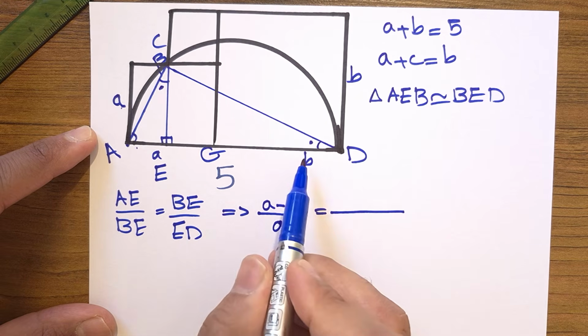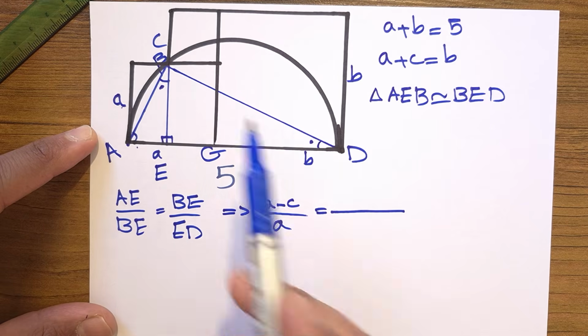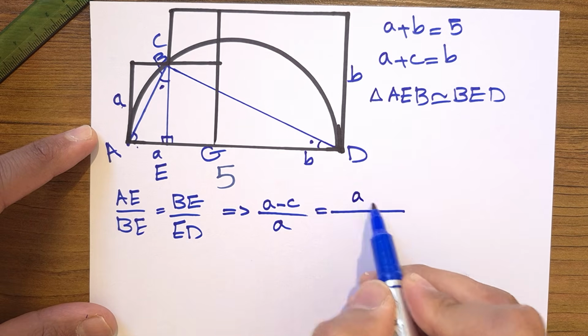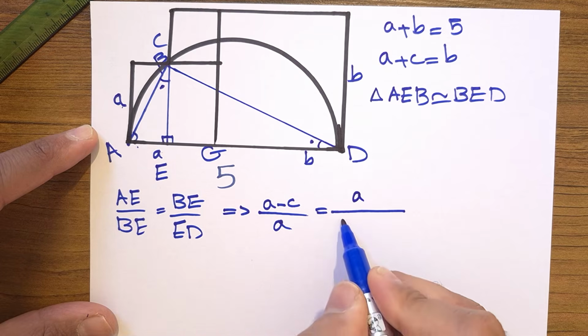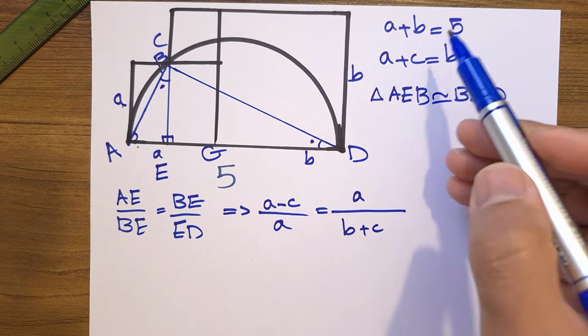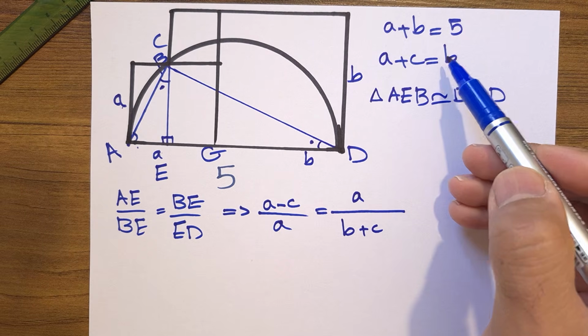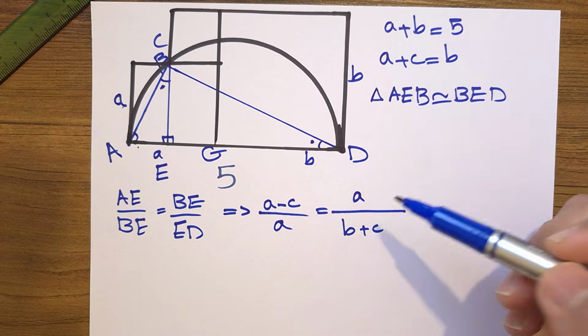What is BE? So BE, okay, which is A over ED. So ED is C plus B or B plus C. Okay, interesting. So now I think from these two relationships, we can solve for B and C and then substitute here.